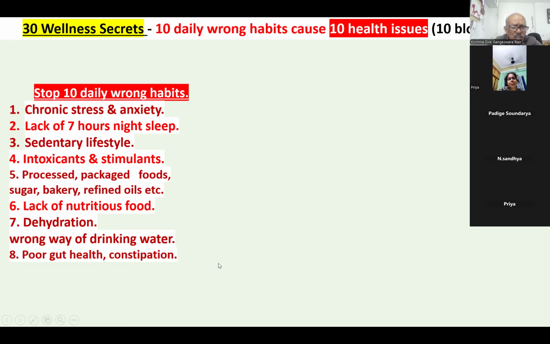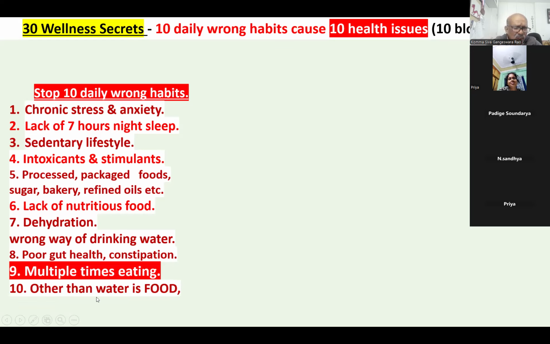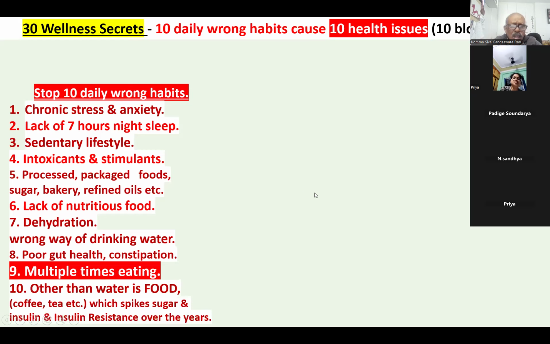Poor gut health, constipation. That means people are not clearing their bowels 2 times in a day. That is important. Multiple times eating. We have already looked at it. What is multiple times eating? Breakfast, lunch, coffee, tea, anything. That's how we are getting into trouble. Anything other than water is food, which spikes sugar and insulin. What will happen with this?